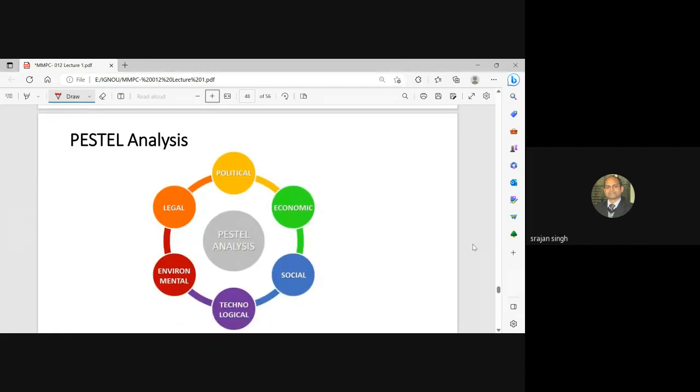So the first way to analyze or assess the environment is PESTEL. PESTEL means political environment, economic environment of the country, the social environment, technological environment, environmental, and then legal. So this is PESTEL analysis. If we analyze all these possible elements of the external environment, then we would be able to understand the market to a great extent.